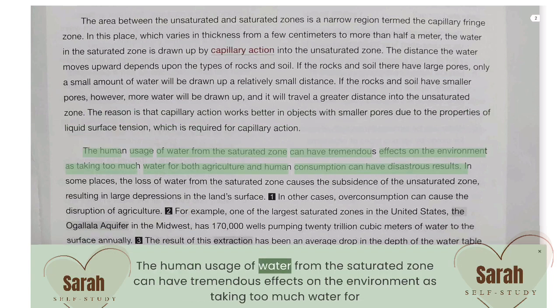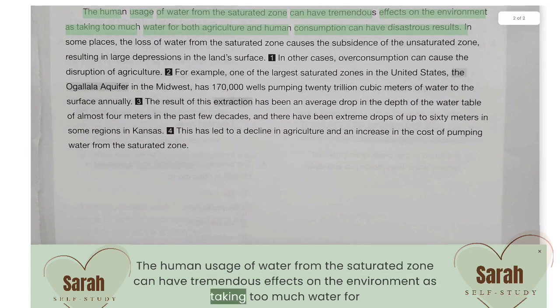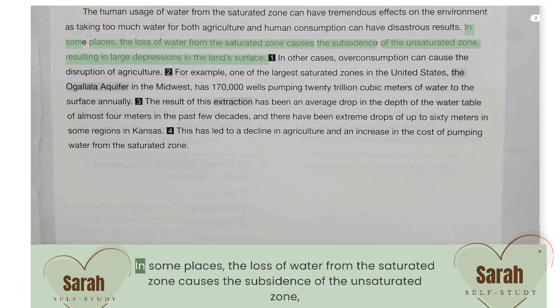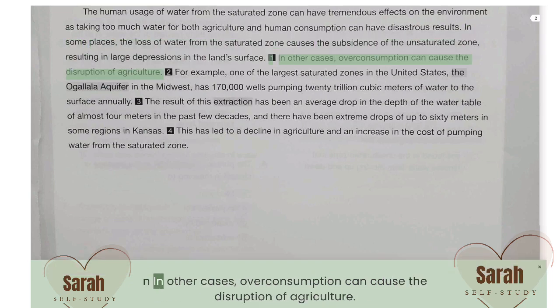The human usage of water from the saturated zone can have tremendous effects on the environment, as taking too much water for both agriculture and human consumption can have disastrous results. In some places, the loss of water from the saturated zone causes the subsidence of the unsaturated zone, resulting in large depressions in the land's surface. And in other cases, overconsumption can cause the disruption of agriculture.